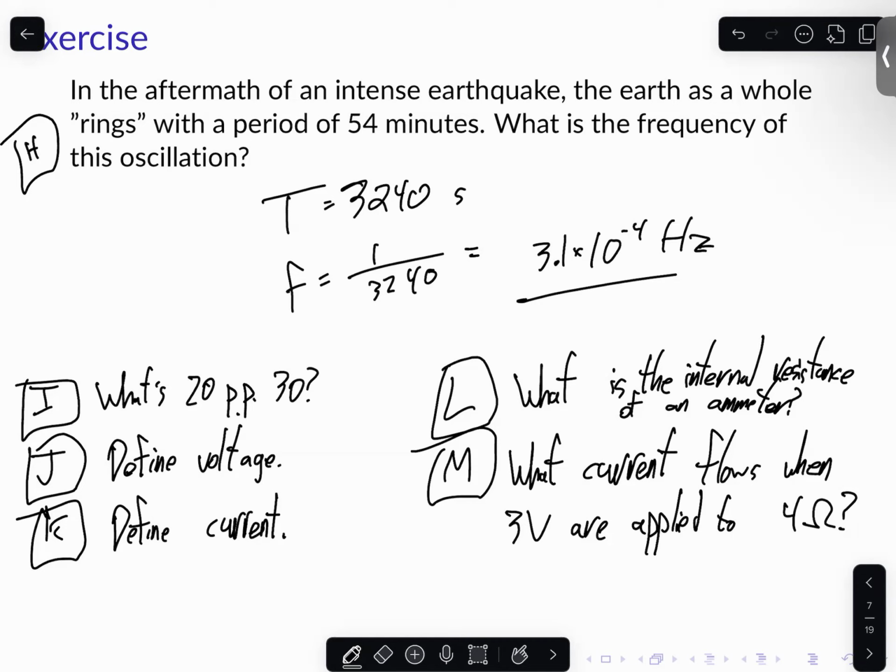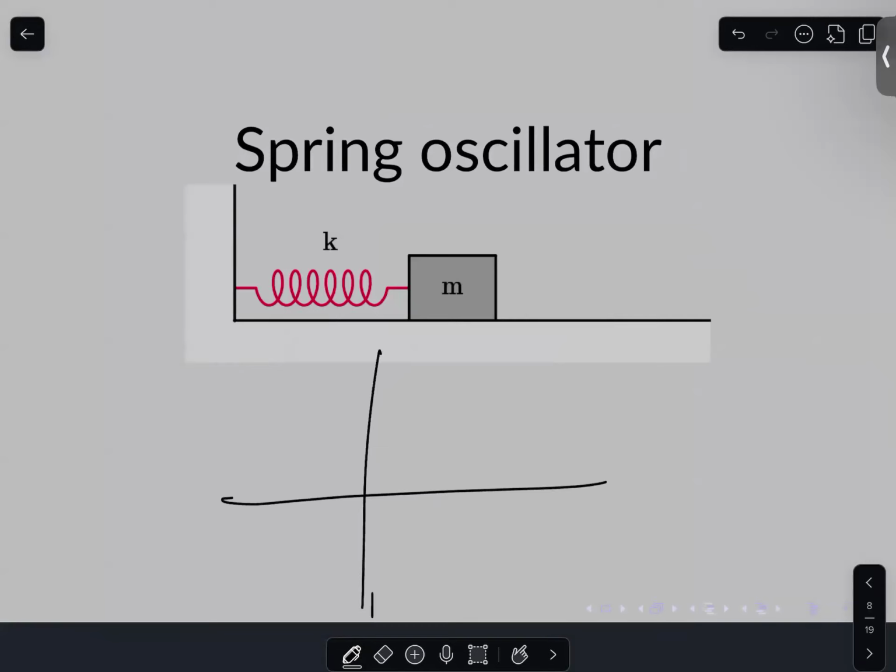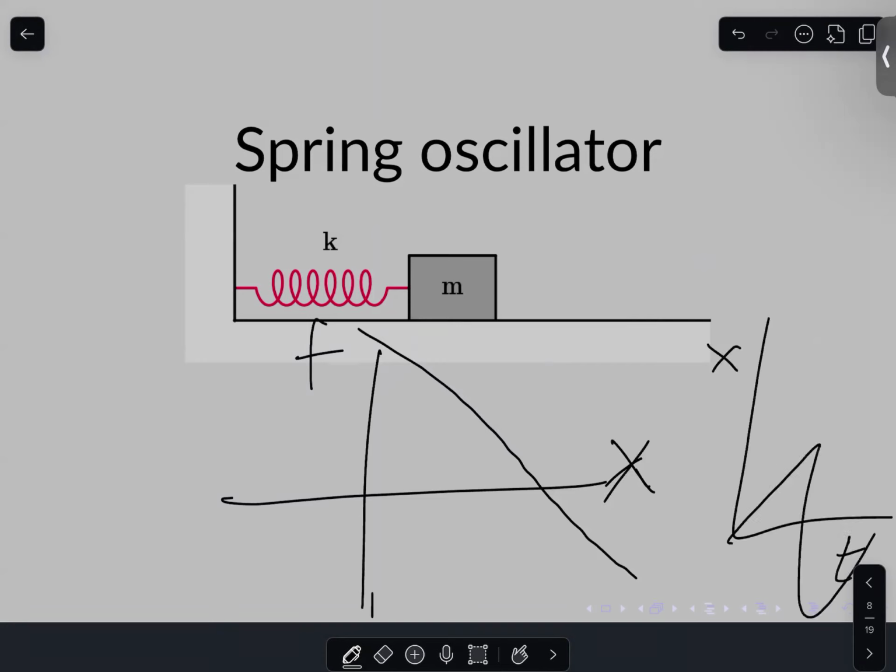In force versus position space, and that will result in oscillating amplitude versus time space. Force versus position results in position versus time. Those end up being mathematically provable, one from the other.